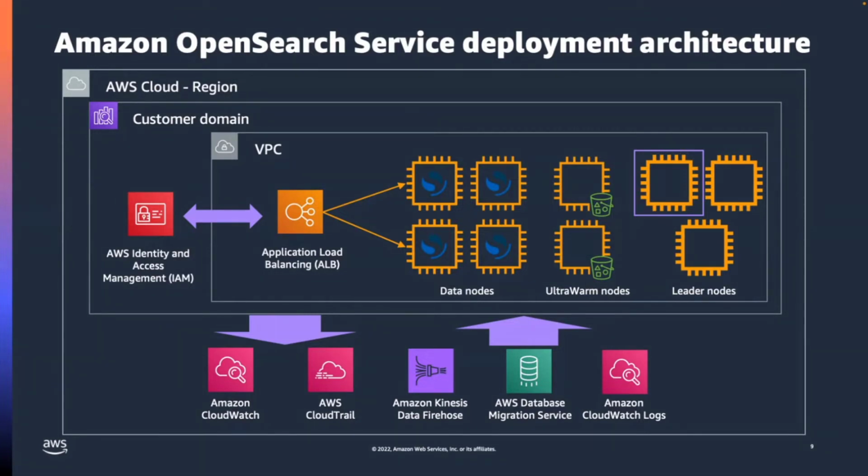We have UltraWarm nodes. As many of you are familiar, we have multiple storage tiers. We have the hot storage tier, which is our data nodes where the data is being ingested, indexed, and queried. But then we also have lower cost, high performance storage tiers like the UltraWarm storage tier, and then we also have a cold storage tier. And then we always recommend to have leader nodes that can help with a lot of that coordination. And you can see the domain also can talk to other AWS services such as Amazon CloudWatch or AWS CloudTrail.